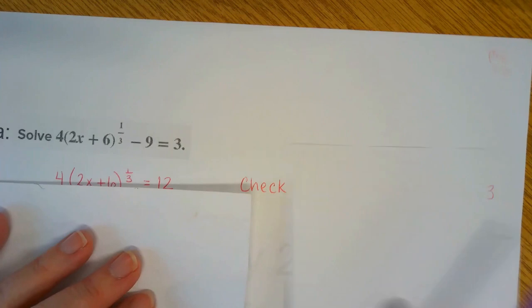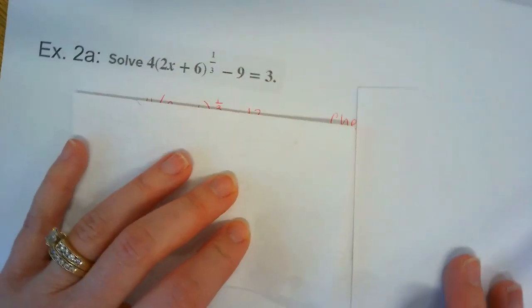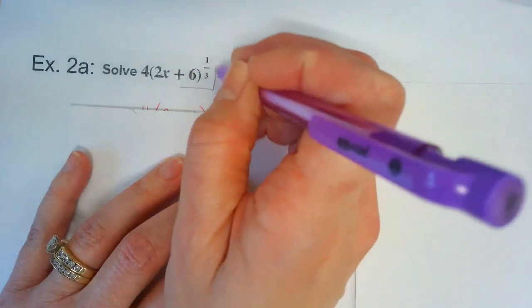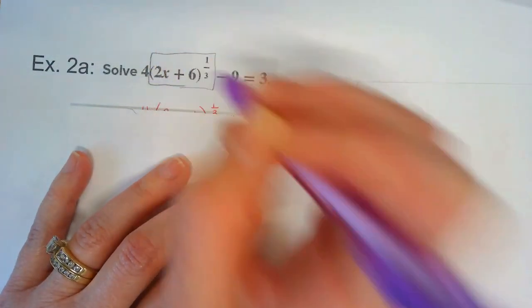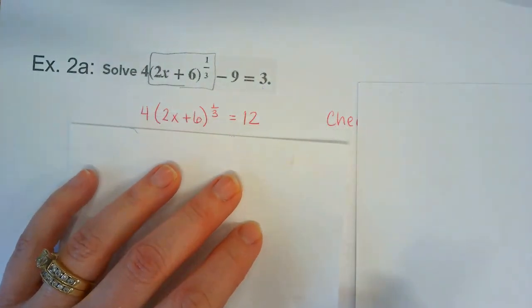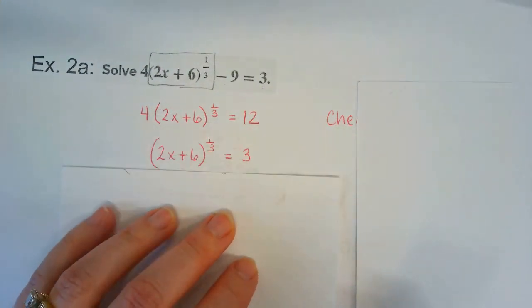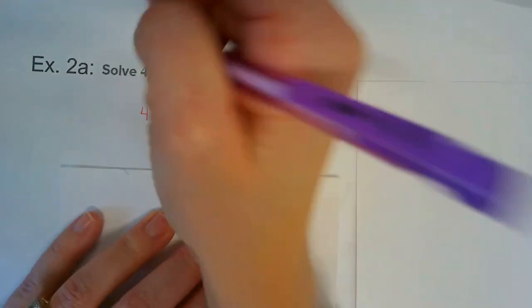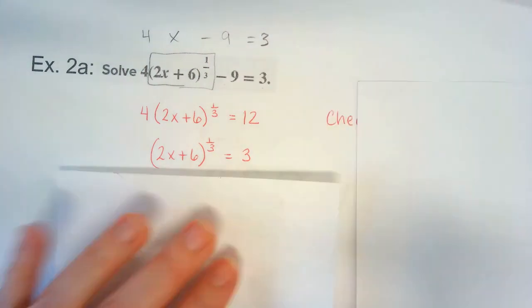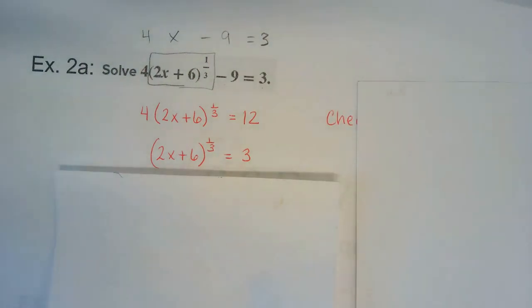Now let's take a look at another one. So on 2a, same deal. I want to get this all by itself. So first step, I would add 9 to the other side. I would divide by 4 before I did anything else. So think of this like 4x minus 9 equals 3. That's what you're trying to isolate to get by itself.